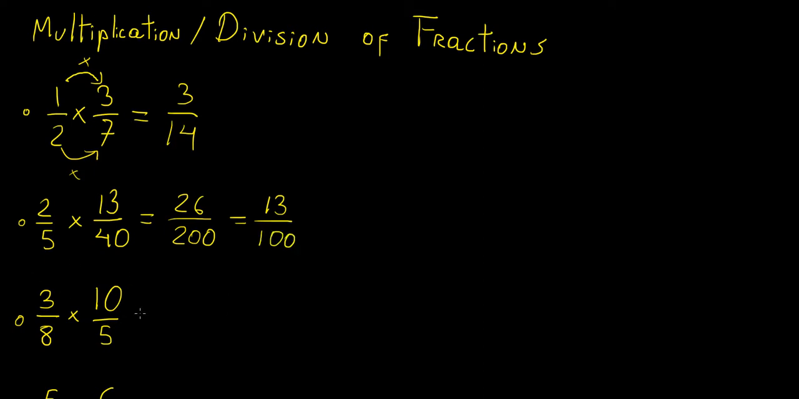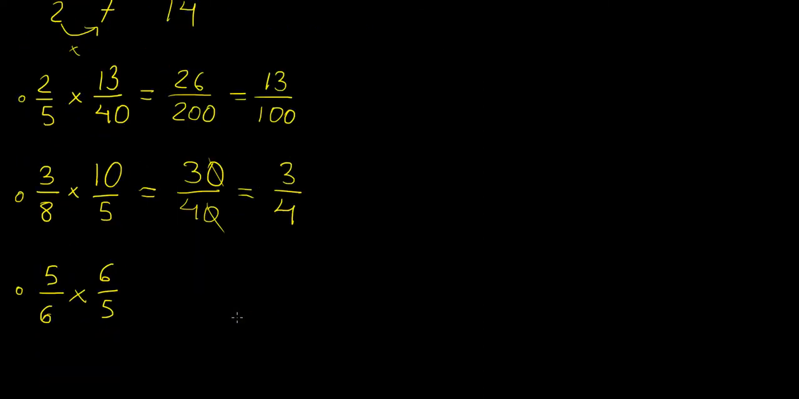Now for this one, we have 3 times 10, that's 30. 8 times 5, that's 40. And we can cancel out one 0, so that becomes 3 on 4. So whenever you have extra zeros like that, you can pretty much just cancel them out and then simplify the fraction, as we just did here.